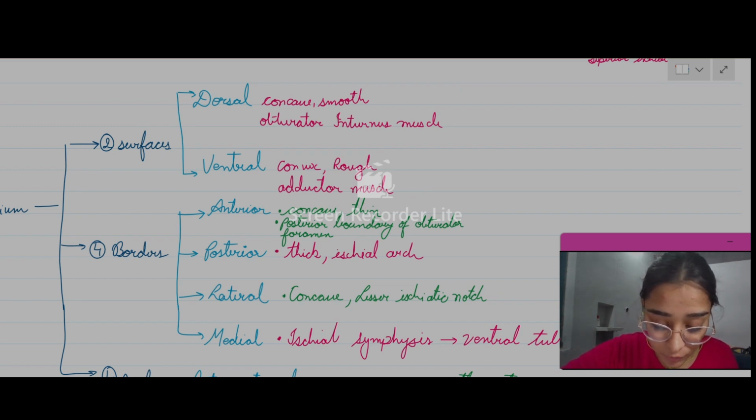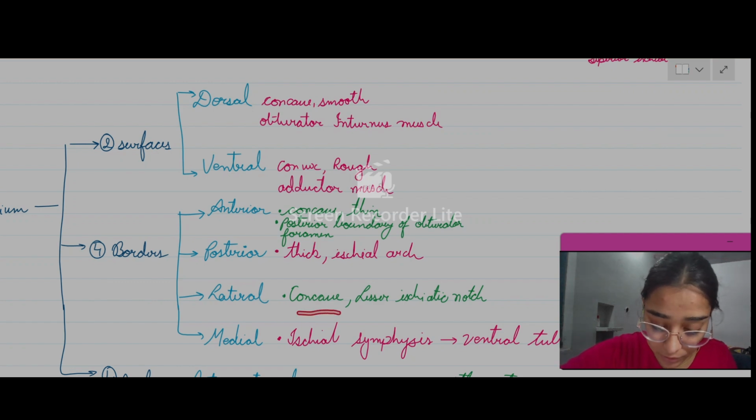Posterior border is thick, inclined forwards. Posterior border is thick, it is also slightly inclined forward and forms the ischial arch. So this is the ischial arch, by joining with its fellow border.